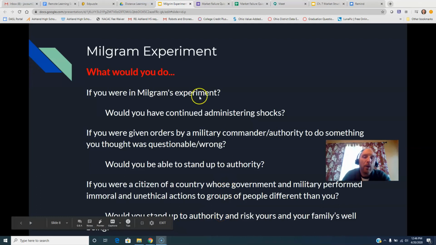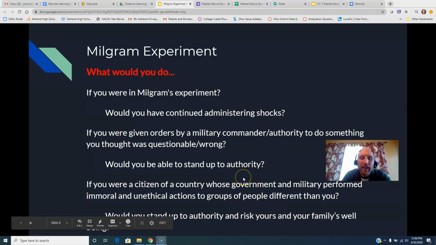I don't know. When I was your age, I believed I would not have given 450 volt shocks. I would not have done that. I can stand up to authority. Nobody can tell me to do something I don't agree with. If I had been alive in Germany, I would have fought hard, and maybe I would have ended up losing my life for it, but I would have fought to stop all these terrible things from happening. I was always sort of believing that when I was a teenager and I was your age.